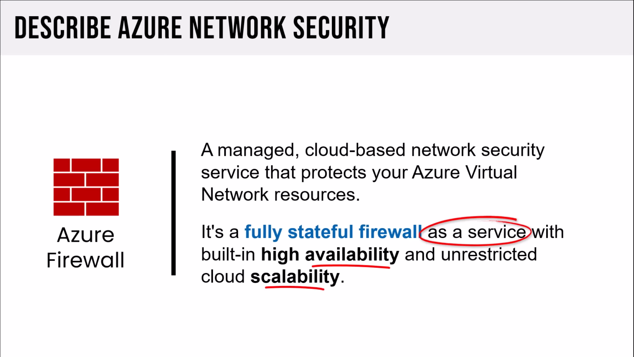And the availability and scalability are built in. We don't need to specify the number of instances. The service will scale to meet our needs automatically. And like many Azure services, it comes in tiers. With Azure Firewall, we have basic, standard, and premium. You don't need to worry about the details of the service on a tiered basis. Just wanted to make sure you have basic awareness.